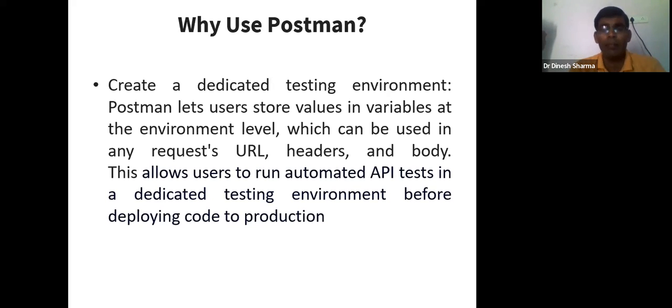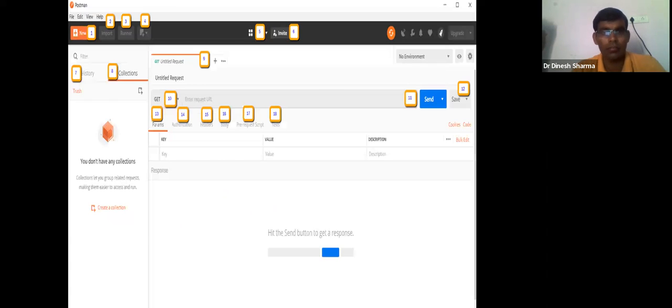How many parameters we are passing from client to server, all things we can check at the client level if we are using Postman for API testing. Now, this is the environment, or you can say the home page of Postman. We have many sections in Postman.